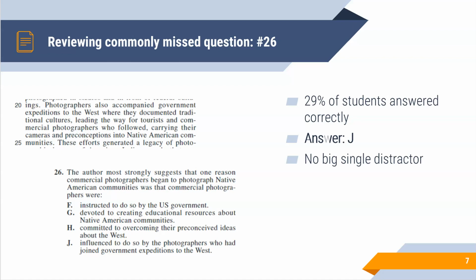This detail might have just been a little bit buried in the passage and maybe students had a rough time finding it. This is one of the reasons why it's good to review what the questions are asking before you go up to the passage. If you reviewed the questions and you knew to look out specifically for commercial photographers and their reasons for doing so, and you had that in mind as you read, then hopefully you're able to identify that information and get this question correct.